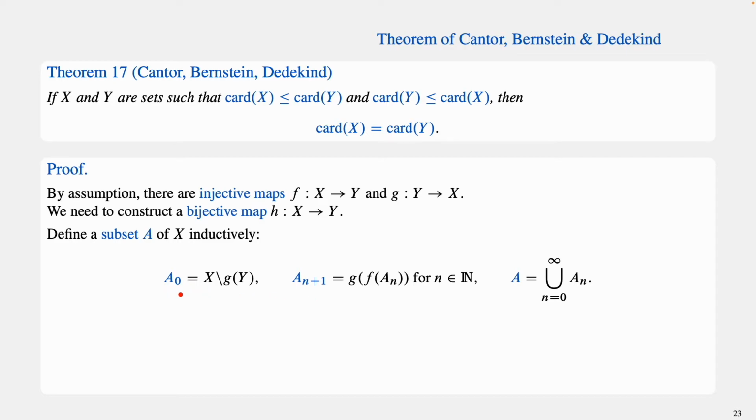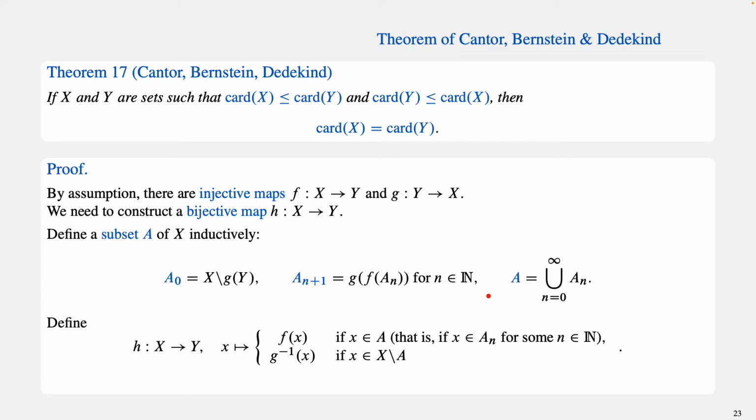And since we give A0 beforehand, then we can recursively define all the other sets in the sequence, such as this. And finally, we define the set A to be the union over all of these sets AN, beginning with the first set A0 and then all the sets constructed in this manner.